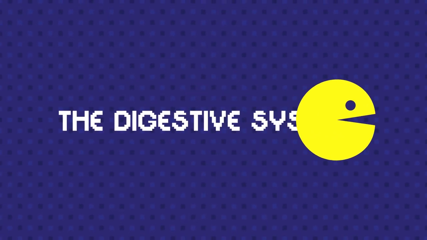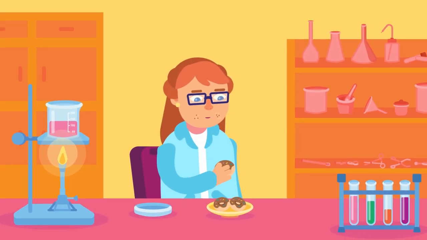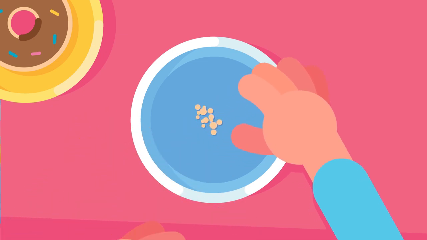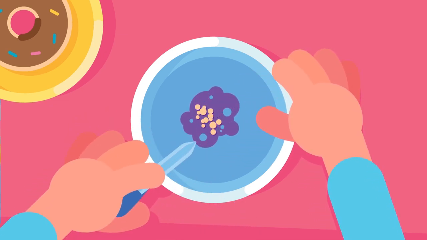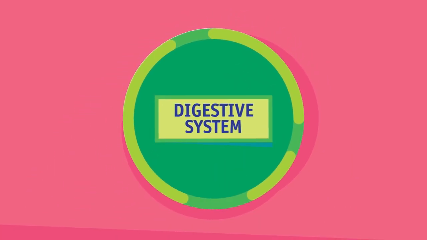The digestive system. Our digestive system is a combination of mechanical and chemical actions. Imagine putting your food in a petri dish, chopping it up and exposing it to a bunch of chemicals and microbes. Can you imagine what it would look like in the end? This is what the digestive system does.